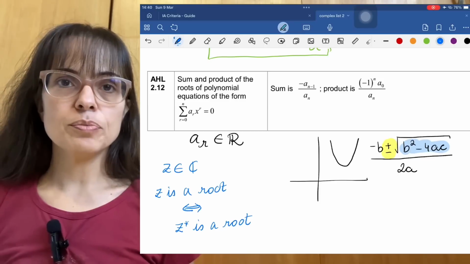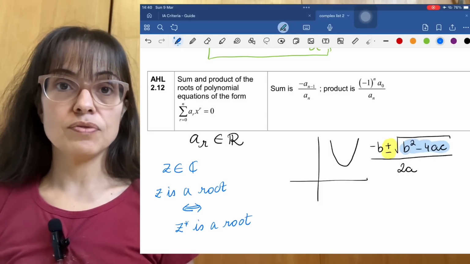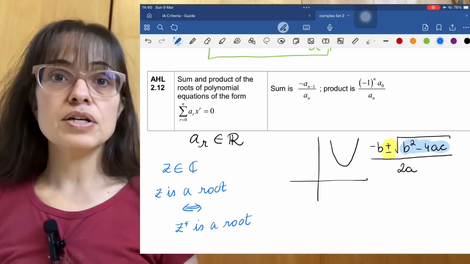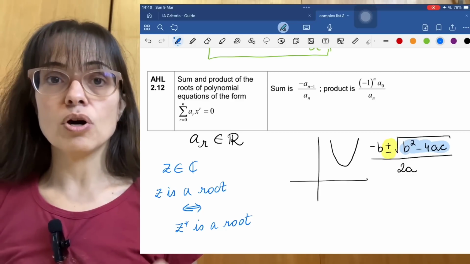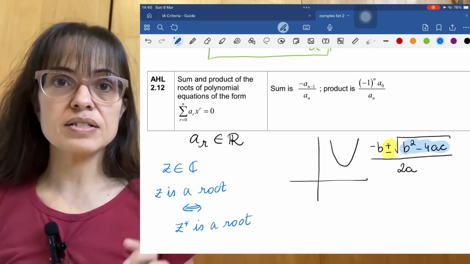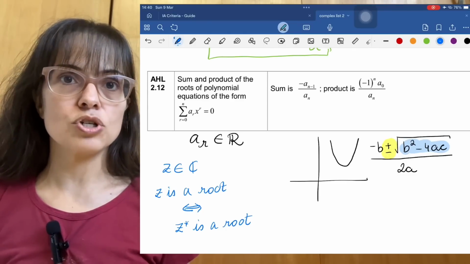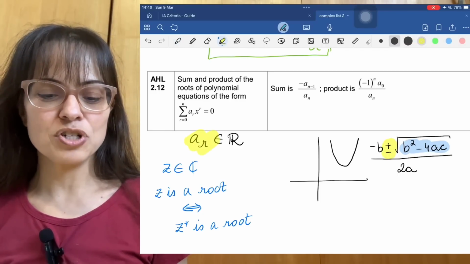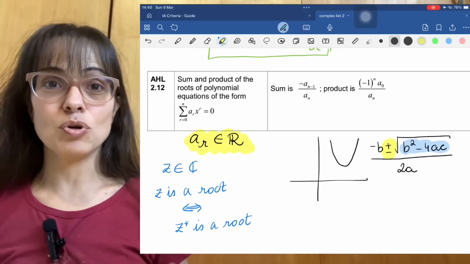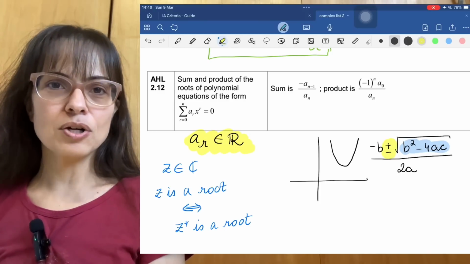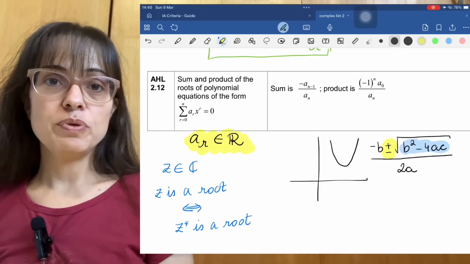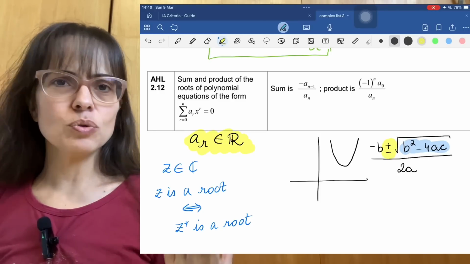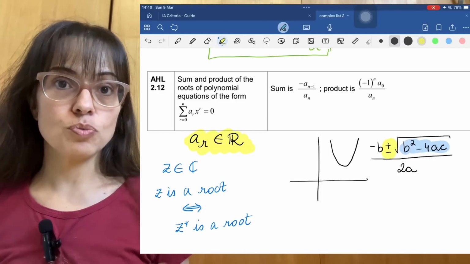So if you have a number z that is the root of a given polynomial, then z star is also another root of that same polynomial. And this fact is explored a lot in exam questions. Just keep in mind that I'm only talking about polynomials where the coefficients are real numbers, okay? If the coefficients themselves are complex numbers, then this is not going to be the case anymore, but I don't remember having seen an exam question where that happened.